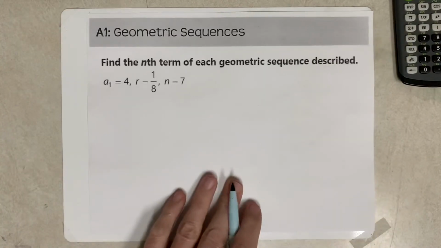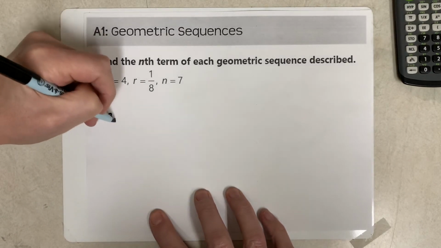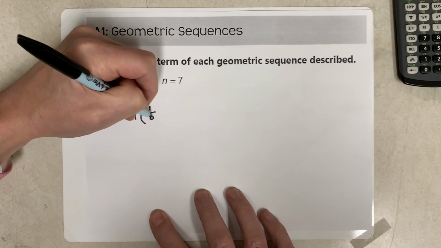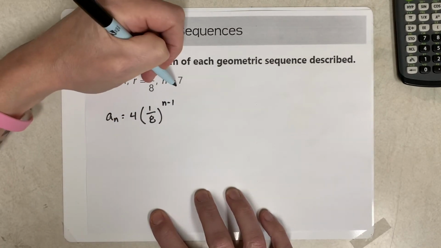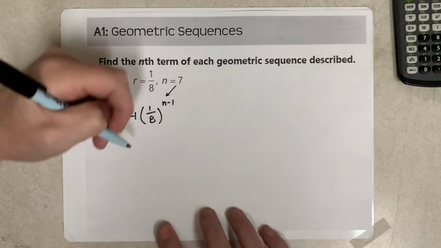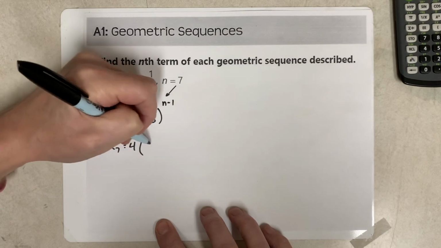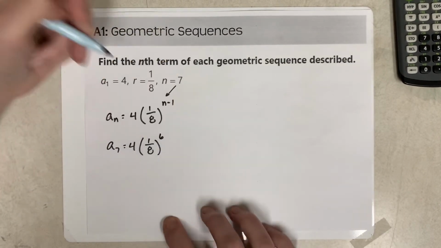Okay, next one. Okay, this time we got a sub n is equal to 4 times 1/8 to the n minus 1. We want n to be 7. So we've got a sub 7 is equal to 4 times 1/8. 7 take away 1 is 6.